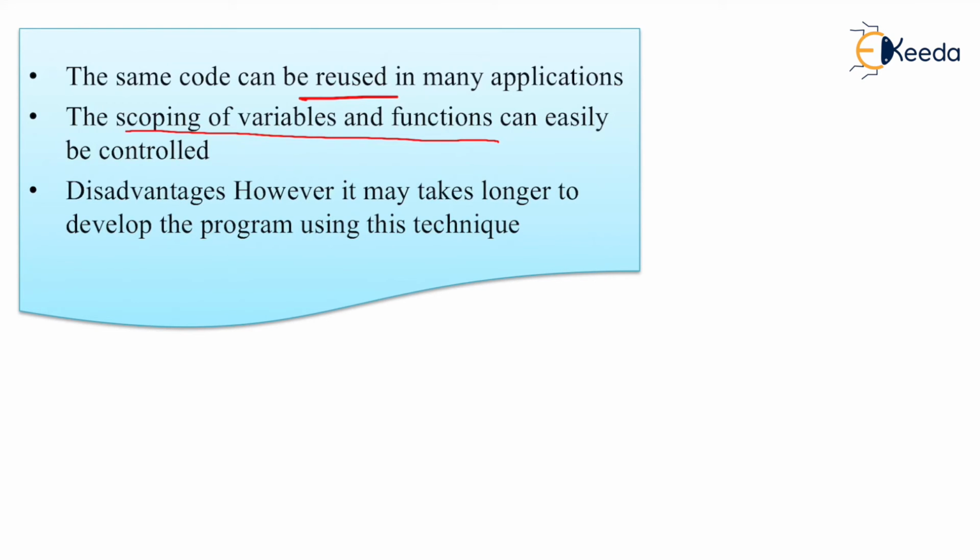Next, there are some disadvantages. It may take longer to develop the program using this technique. But whatever advantages we have seen, the disadvantages are negligible. So in this video, we have seen three types of programming. The first is monolithic, the second is modular, and the third is object-oriented programming, which is what is currently used. All the different languages in the market are purely object-oriented programming languages.